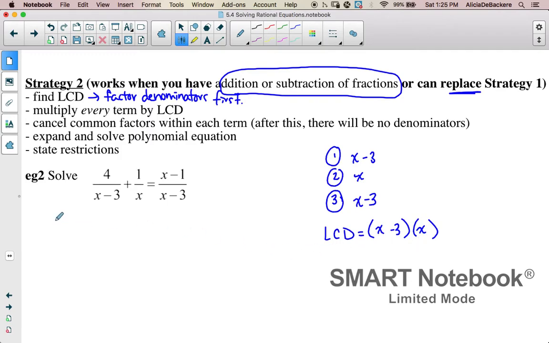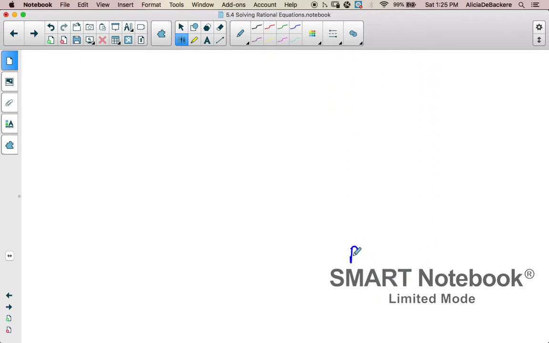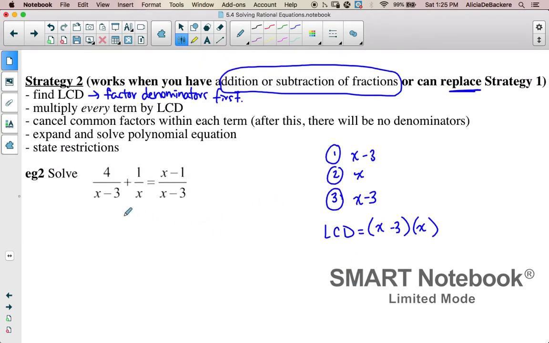I'm going to use it and multiply every term by my lowest common denominator. I'm so afraid I'm going to forget restrictions, I'm just going to slide down here and make a little note for myself so that I don't. Okay, so what I'm going to do is multiply every single term. There are 3 terms, 1, 2, and 3. So we'll do x minus 3 times x times the first term. Then plus, we'll do our lowest common denominator again, times the second. And you could have rewritten this like this to make it a little bit cleaner.